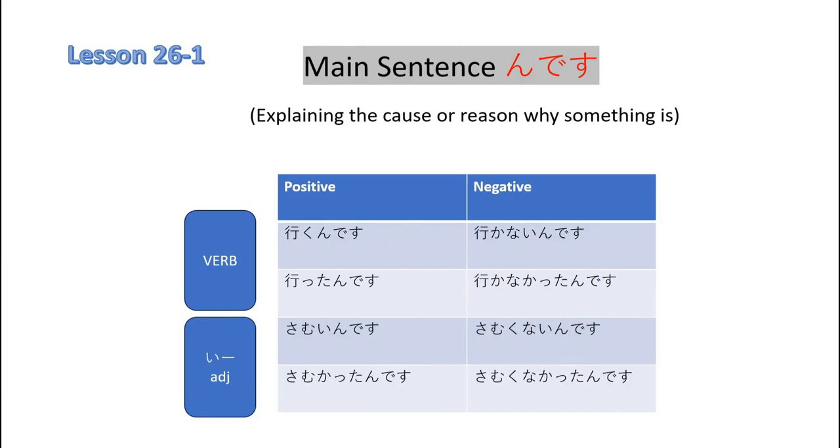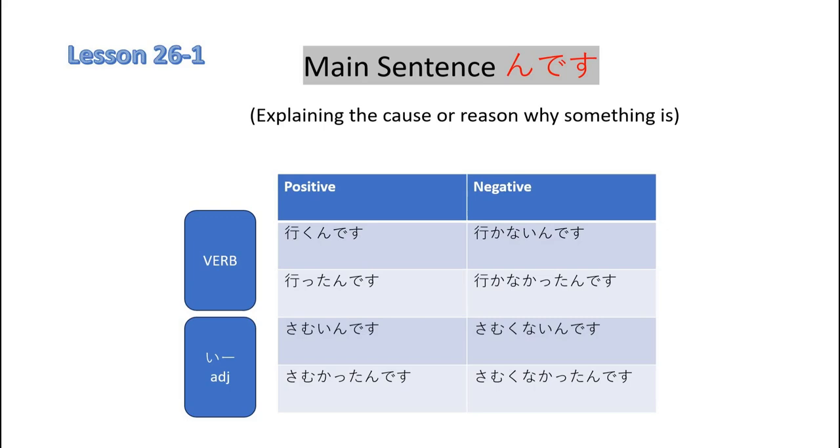Let us look at some more examples of n desu and how to form the n desu pattern in the positive present, positive past, negative present and negative past. So for example, let us take the verb iku. The positive present will be iku n desu and the negative will be ikanai n desu. Positive past will be itta n desu and negative past will be ikanakatta n desu.